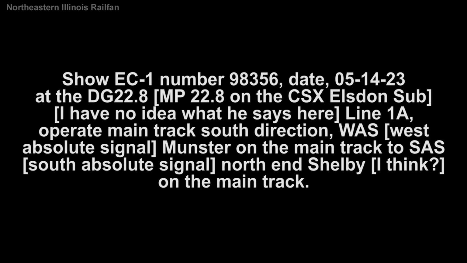Alright, show EC1 number 98356. 98356. Maintain 051423 at the DG 22.8 and 64214. Still more on the copy, triple line 1A, operate main track south direction. WAS Munster on the main track to the SAS Lieutenant Shelby on the main track.